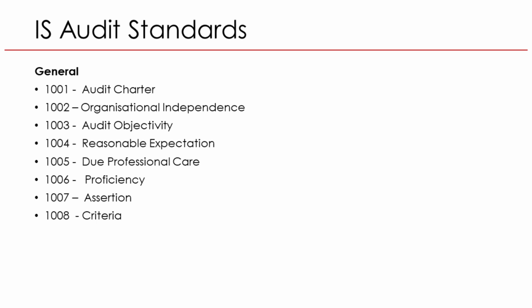1006, Proficiency, means auditors must have the right skills and keep learning, like understanding cloud or cybersecurity risks as technology evolves. 1007, Assertions, refers to management's claims we test, such as all users have unique IDs, and 1008, Criteria, are the benchmarks we use to evaluate performance, such as company policies, laws, or standards like ISO 27001. Together, these eight general standards guide us to perform audits with authority, independence, objectivity, and professionalism.